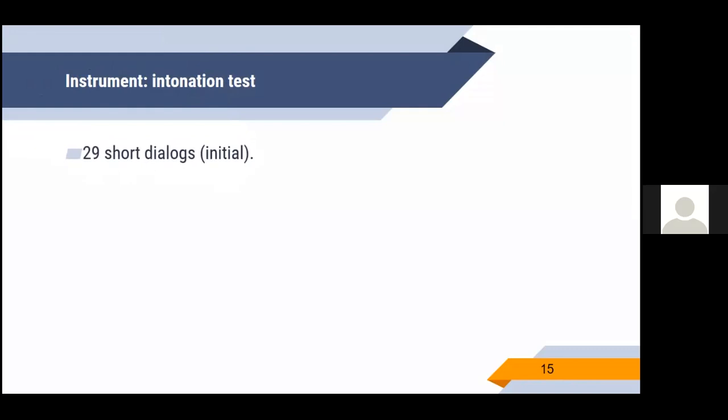In terms of the instrument that I used to measure the intonation of implications, I designed a series of 29 short dialogues. And then in parentheses, you can see the word initial. It means that I didn't use all of them because some of them had to be discarded. Now, out of these 29 short dialogues, there were only 21 which had an implication in them. And there were 8 distractors.